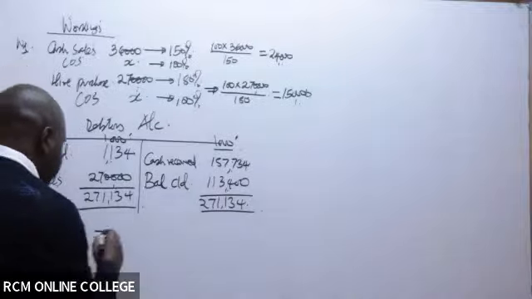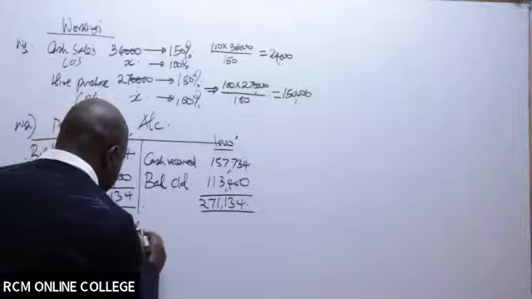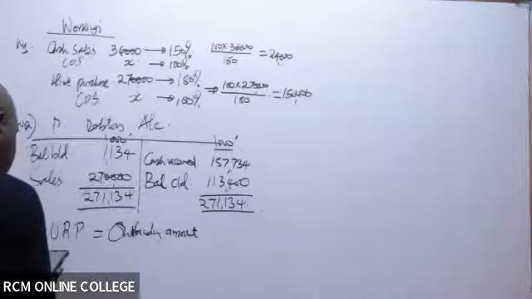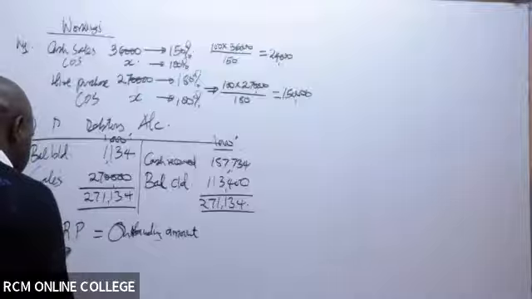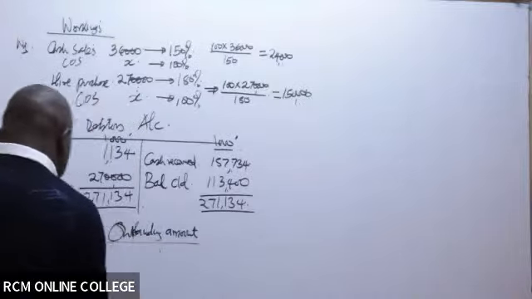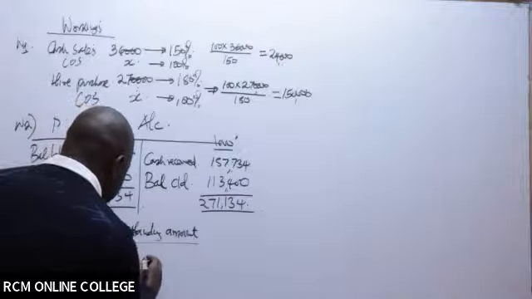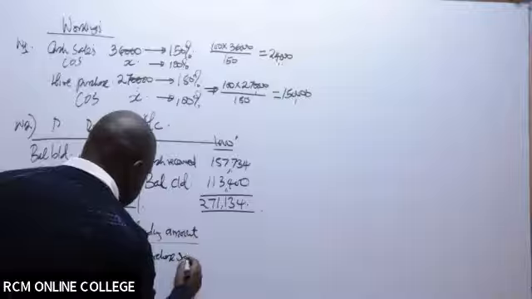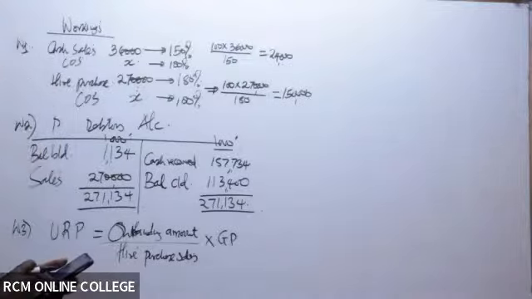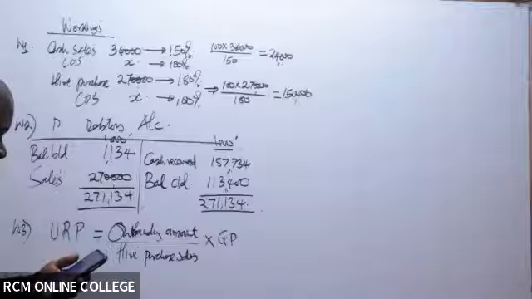So you take the outstanding amount, you divide by the hire purchase sales, and you multiply by the gross profit. You multiply by the gross profit.